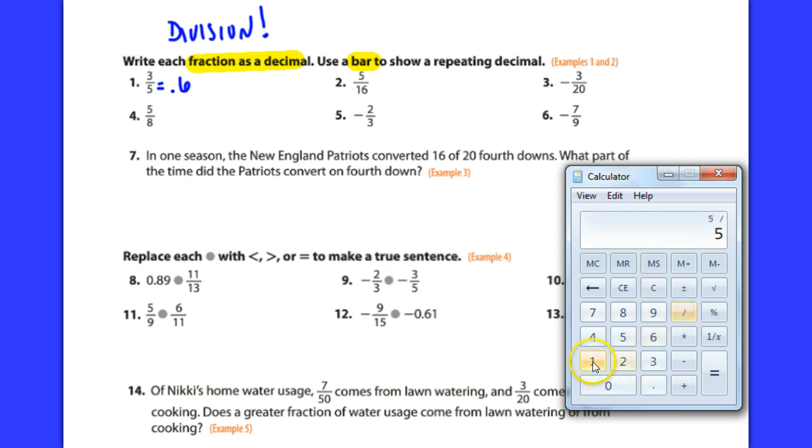5 divide 16. Let's see if it's repeating or terminating. 0.3125. So that would be a terminating decimal there. So jot that down.